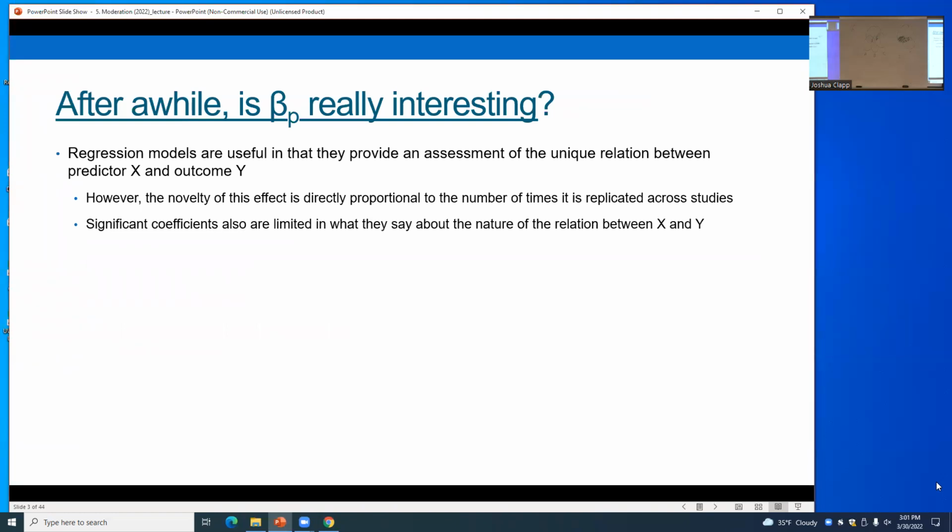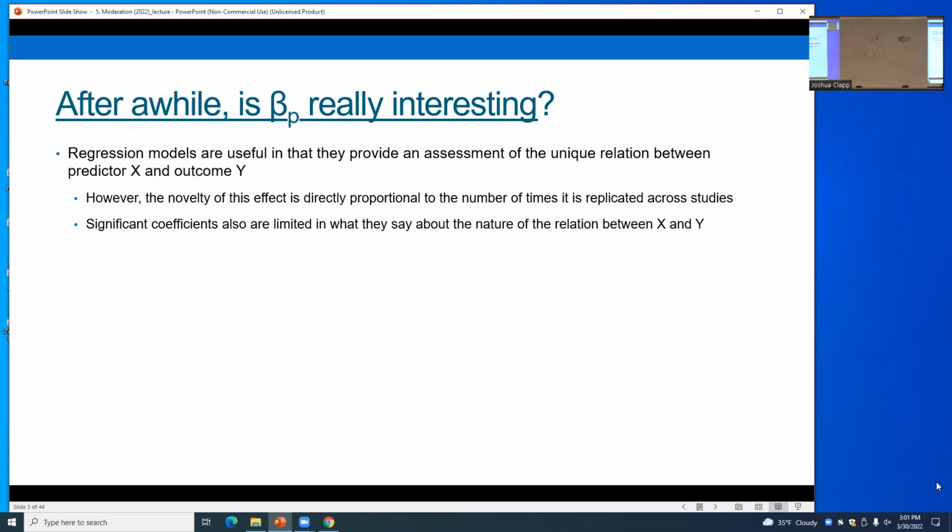Okay. So we're thinking about our regression models, right? Regression models are great. Regression models are flexible, but after a while the question is, is looking at the unique effect of X on Y interesting or informative, right? Say, in my area, looking at whether PTSD is associated with social support? Yep, it sure is. I can only do that so many times before that starts to become boring.